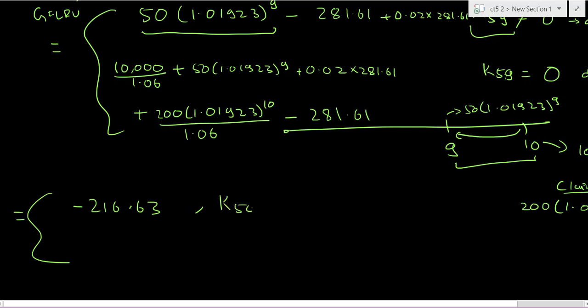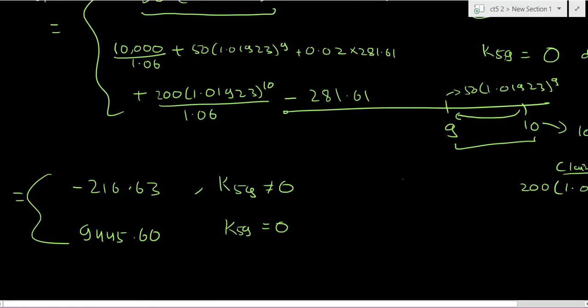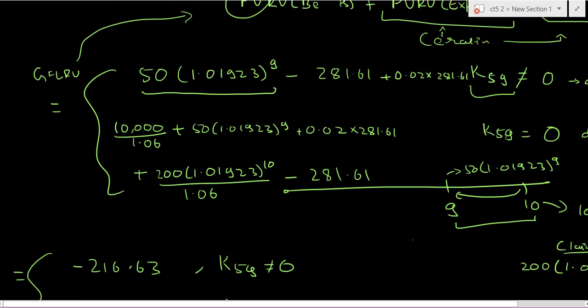If K59 is not equal to 0, and if K59 is equal to 0, then your loss at this time comes out to be 9445.60, right? So this is your gross future loss random variable, and it has two cases, and this is how you have to write the gross future loss random variable very simply.